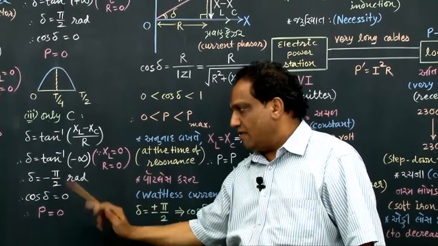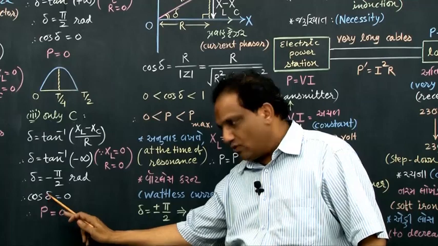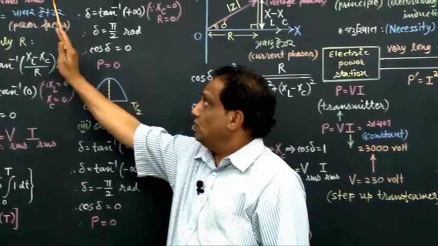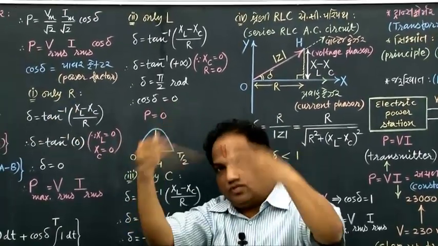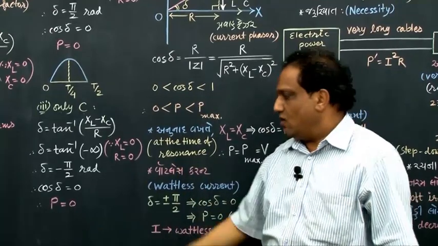When delta is minus pi by 2, again cos delta will be 0. When you put delta equals to minus pi by 2, cos of minus pi by 2 is also 0. When cos delta is 0, power P also will be 0. Power P is again 0. Now tell me, how power is 0?